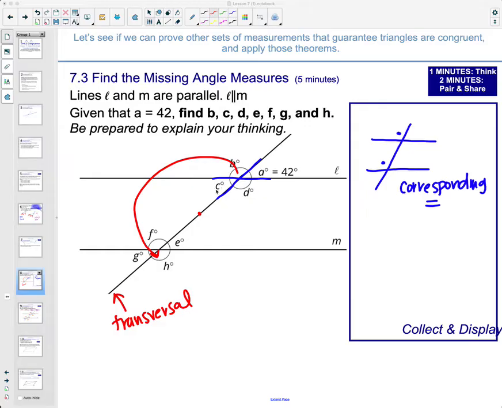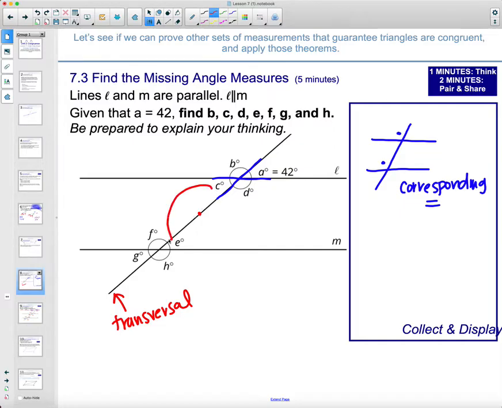The angles on the inside of the two parallel lines, so between the two parallel lines, if I rotate this, C would land on E, D would land on F. So through a rotation, the angles that land on each other in between these two parallel lines are called alternate interior angles. And we also know that those are equal to each other, or congruent.